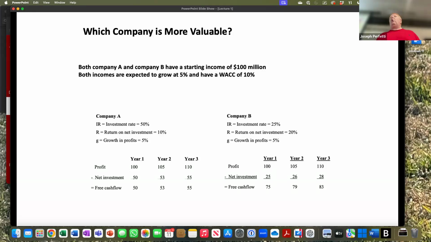Or let's say B reinvested 50, not 25. Well, if they reinvested 50 at 20%, their profit next year would be 110, because 20% of 50 would be 10, 100 plus 10 is 110. So the point is 110 profit minus the 50 reinvestment would still be a higher free cash flow today.